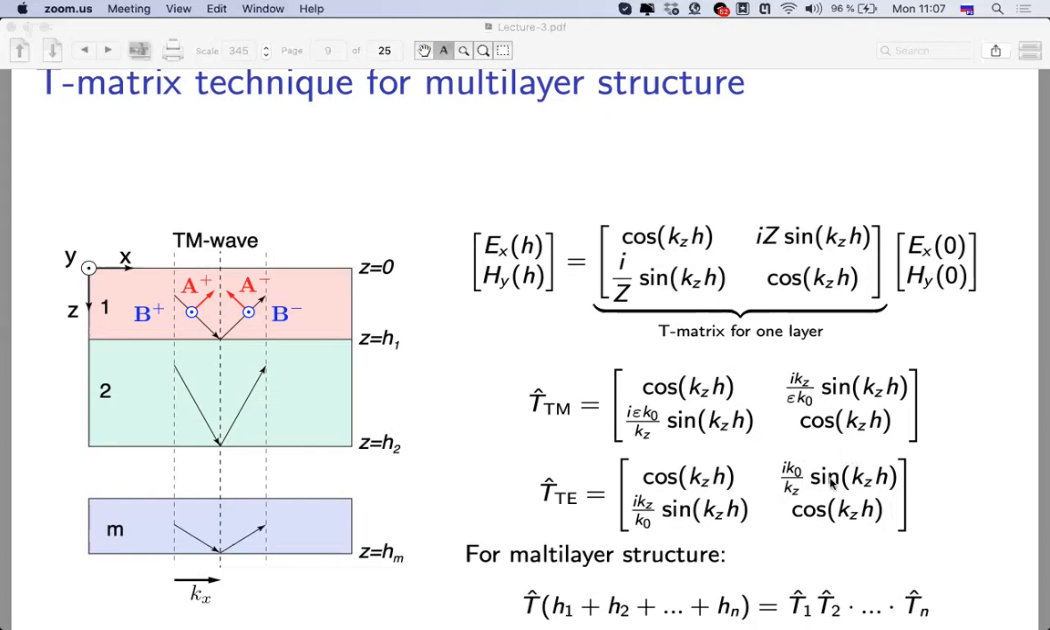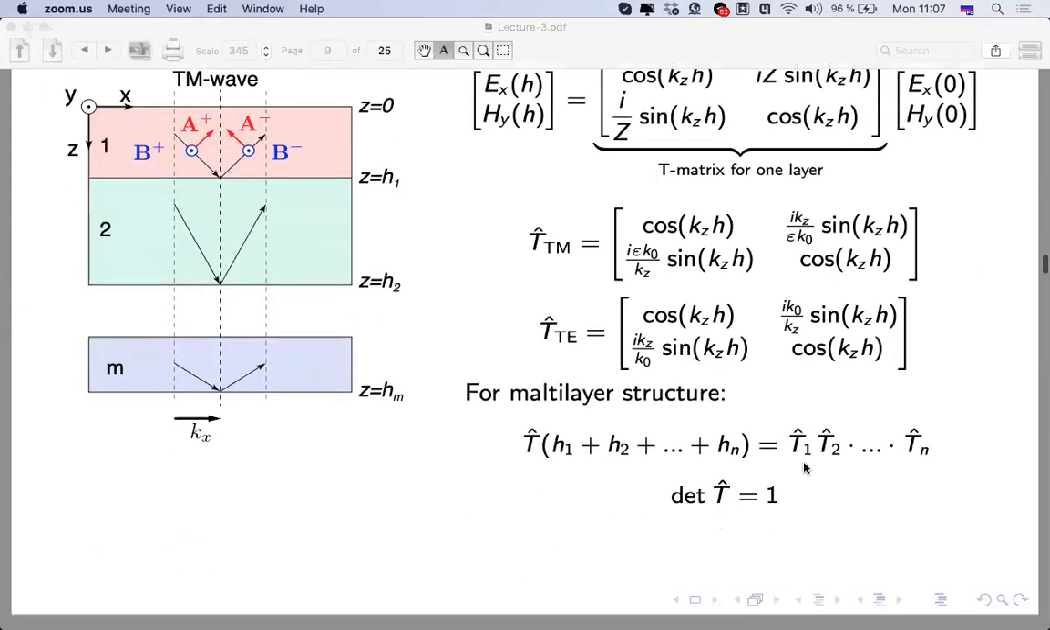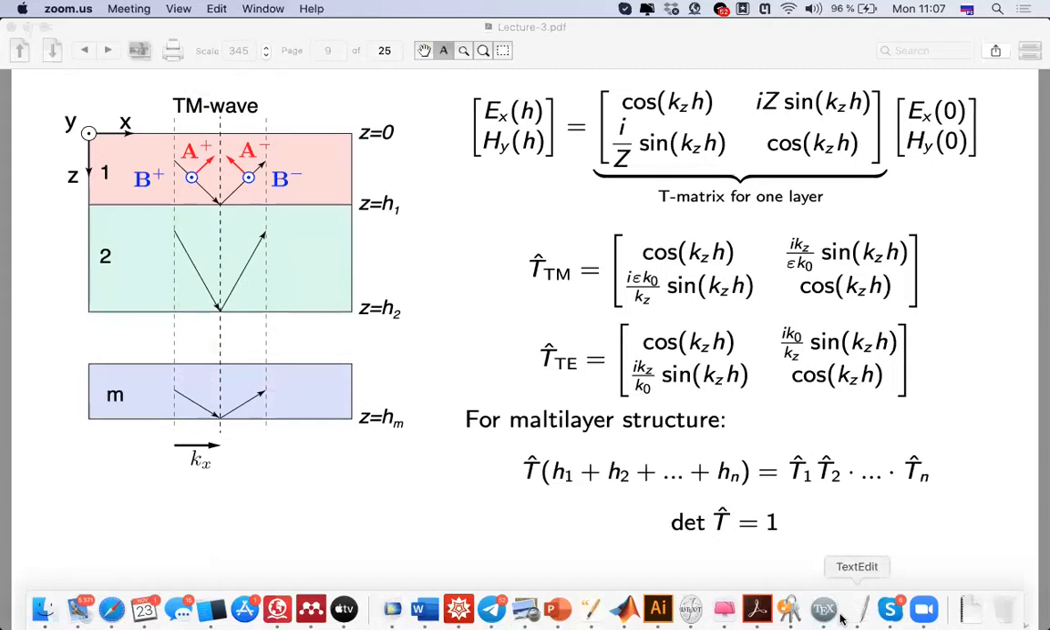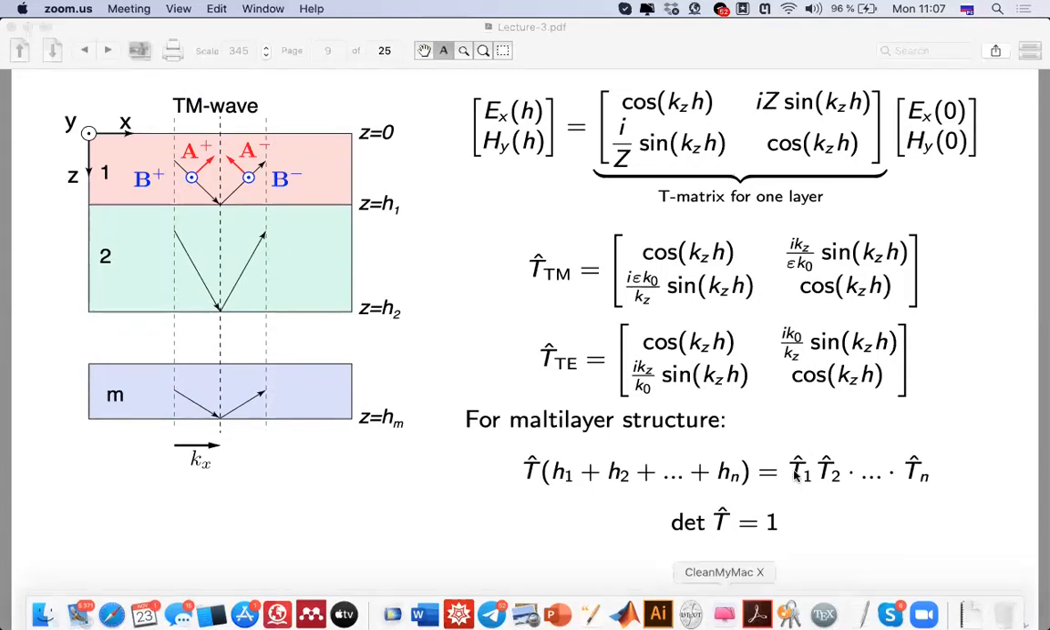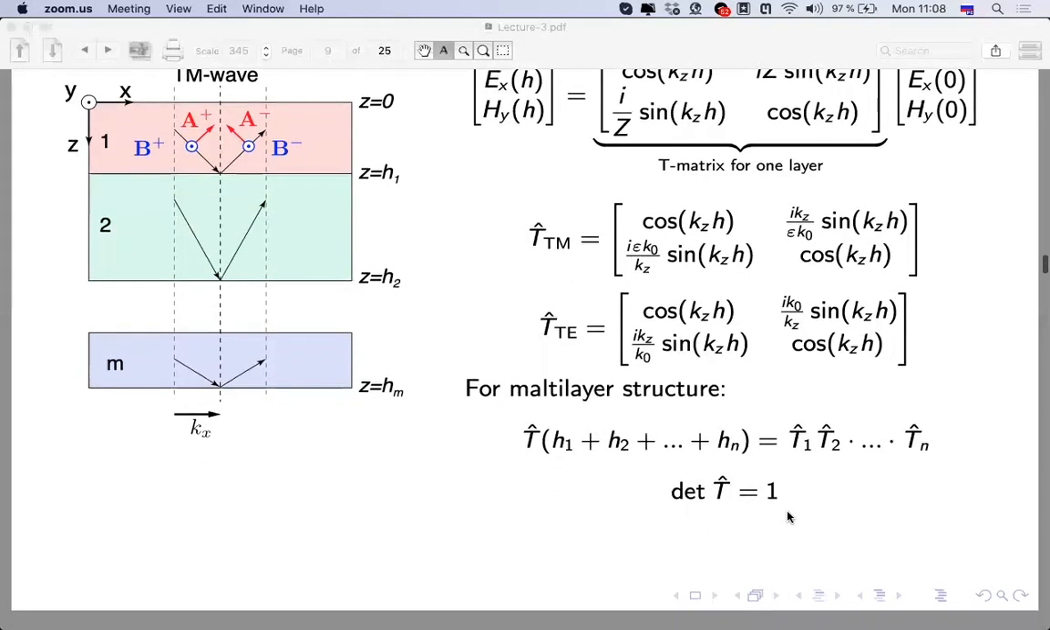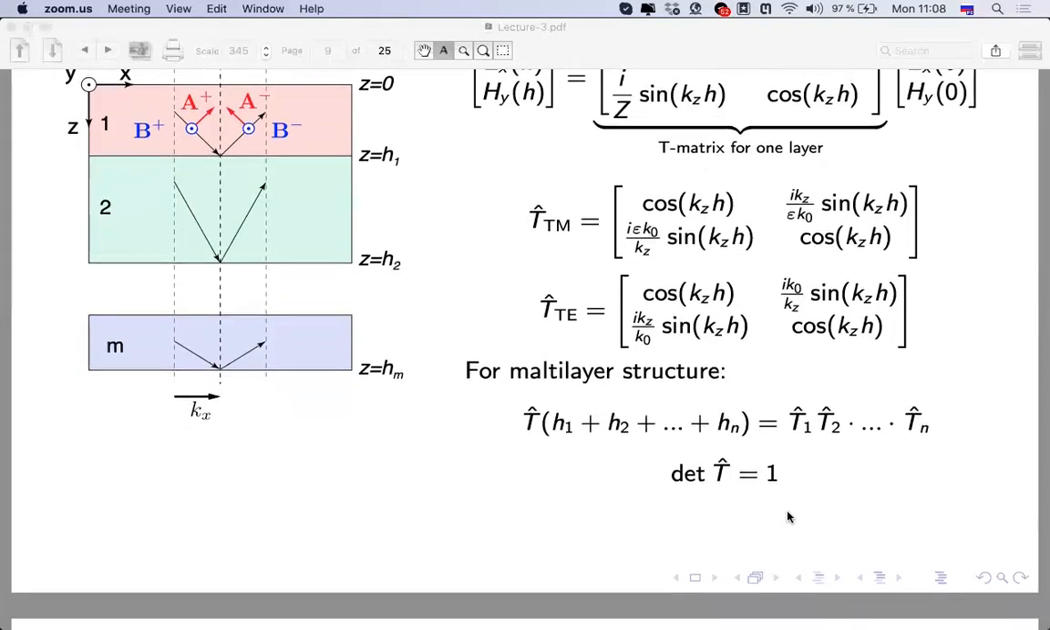Okay. And what is interesting, we know that the determinant of a multiplication of several matrices is equal to the multiplication of the determinants. And we see that this expression is consistent, because the determinant of the full T-matrix is also 1, and for each of these matrices it is also 1. Okay, is it clear?